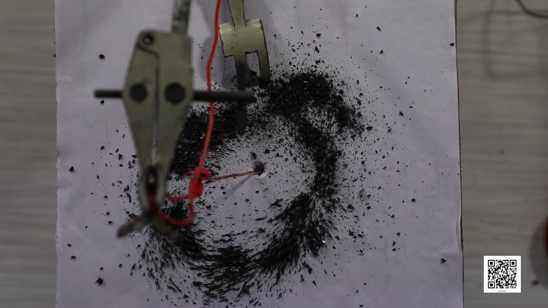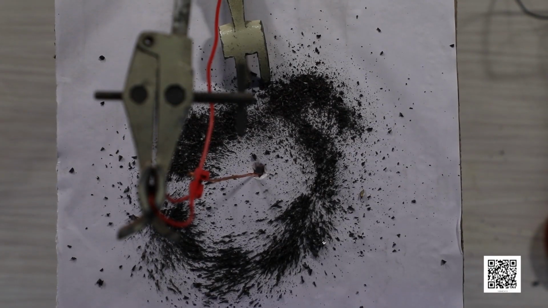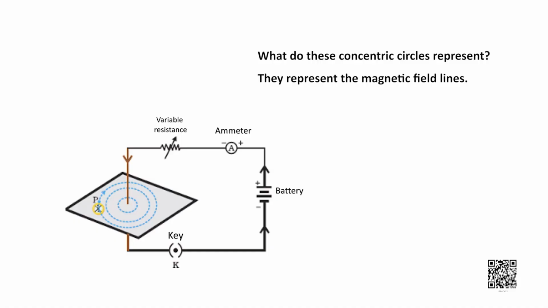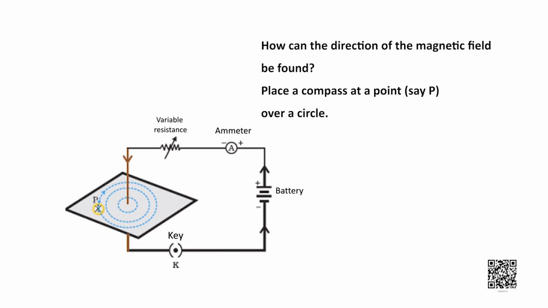You would find that the iron filings align themselves, showing a pattern of concentric circles around the copper wire. What do these concentric circles represent? They represent the magnetic field lines. How can the direction of magnetic field be found?